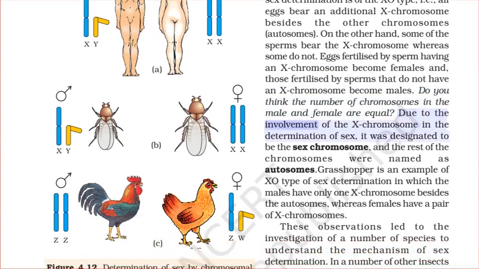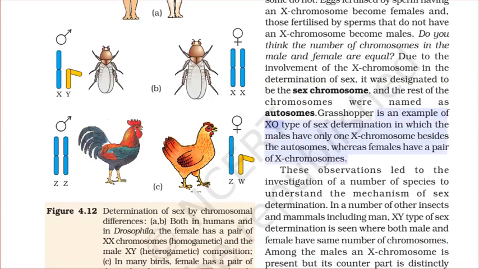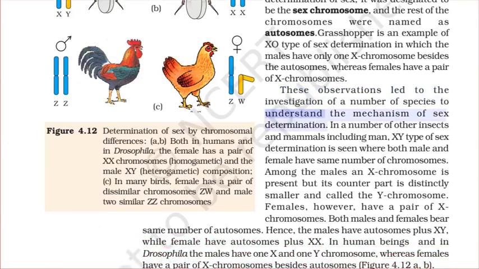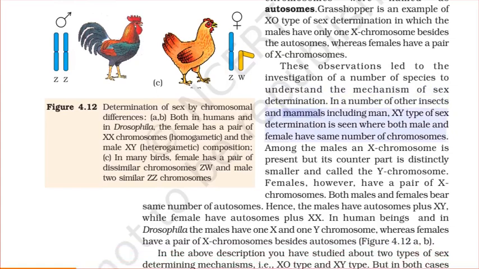Due to the involvement of the X chromosome in the determination of sex, it was designated to be the sex chromosome, and the rest of the chromosomes were named as autosomes. Grasshopper is an example of XO type of sex determination in which the males have only one X chromosome besides the autosomes, whereas females have a pair of X chromosomes. These observations led to the investigation of a number of species to understand the mechanism of sex determination in a number of other insects and mammals, including man.